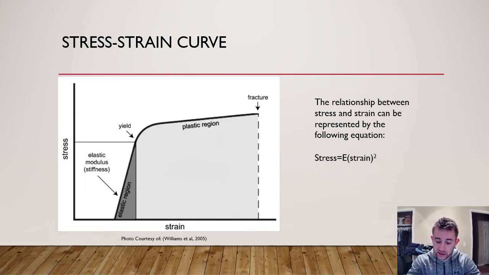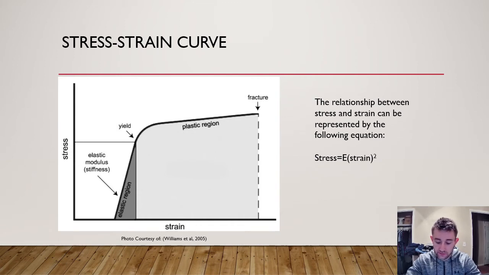This can be well illustrated by a stress-strain curve. The first section of the graph is the food's elastic region, so right here. Any force applied within this range will not be sufficient to deform the food. The slope of the line in the elastic region is referred to as the elastic modulus, or Young's modulus.